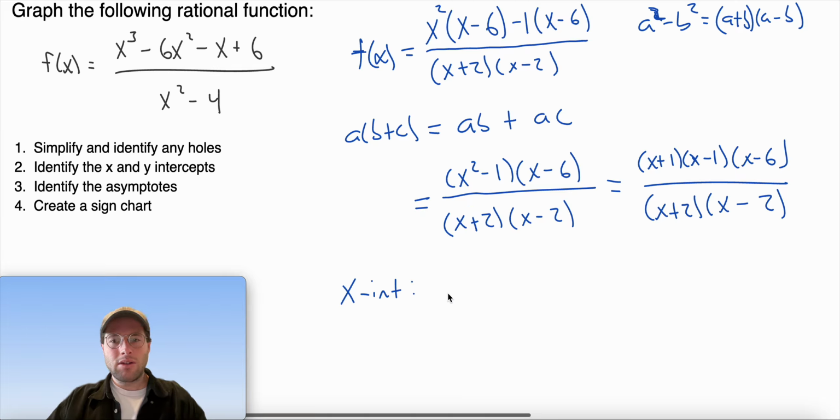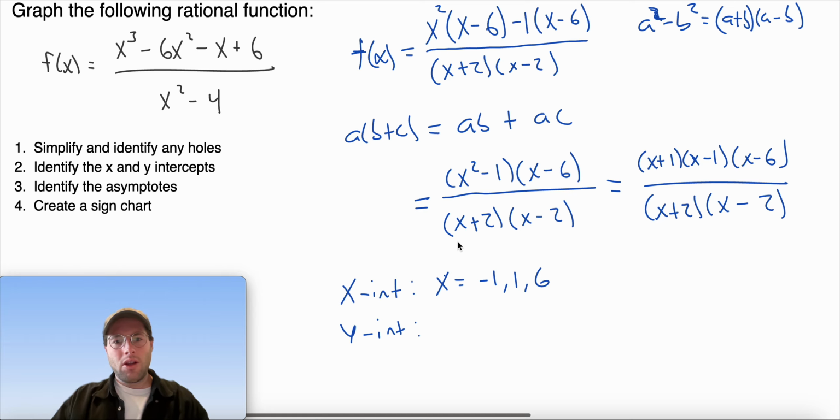So our x-intercepts are going to occur at x equals negative 1, 1, 6. Okay, and so that wraps up the x-intercepts. Now let's find the y-intercepts.